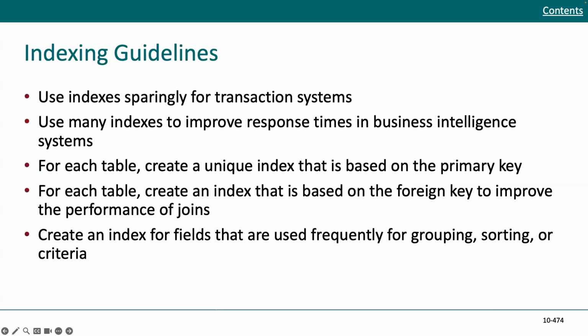What are some indexing guidelines? We can use indexing sparingly for transaction systems. We can use many indexes to improve response time in business intelligence systems. For each table, we can create a unique index that is based on the primary key. For each table, we can create an index that is based on the foreign key to improve the performance of joins. And we can create an index for fields that are used frequently for grouping, sorting, or criteria.